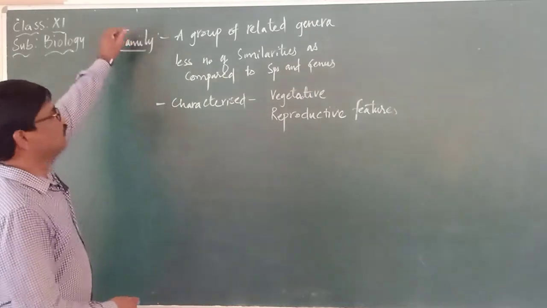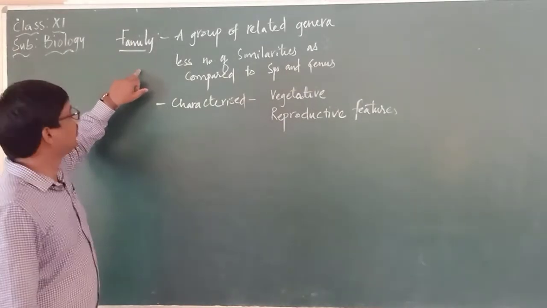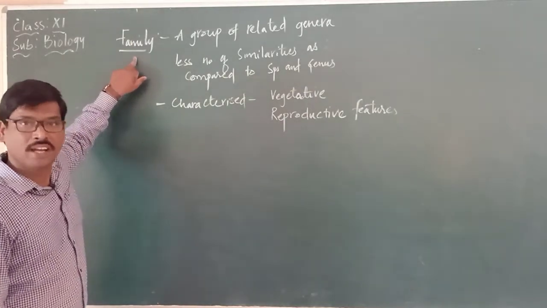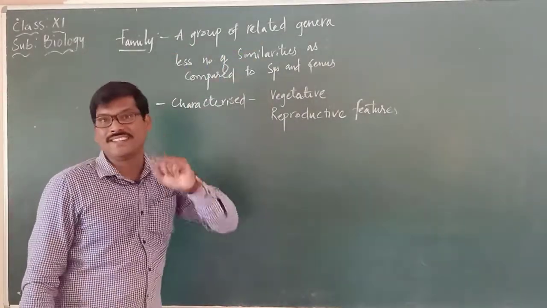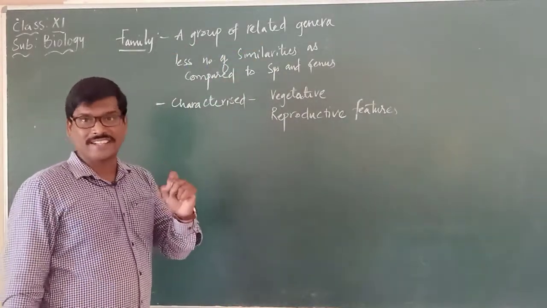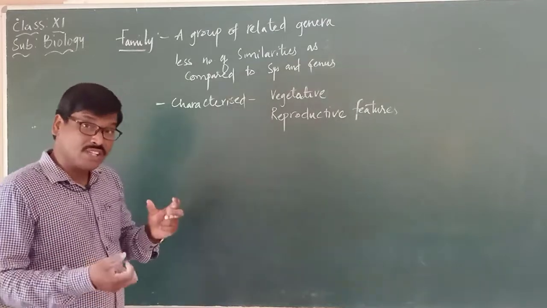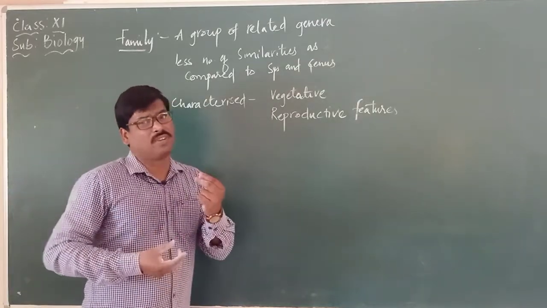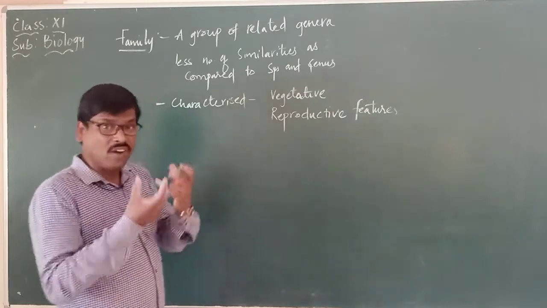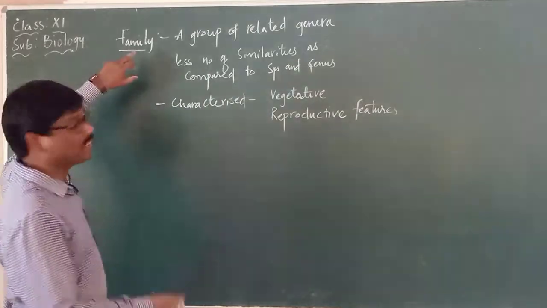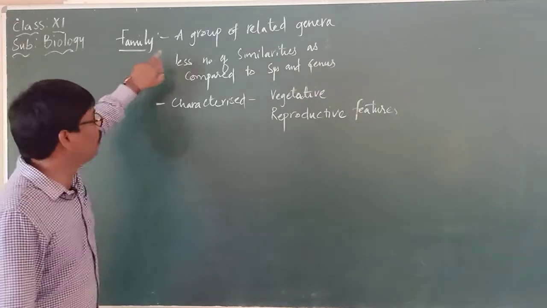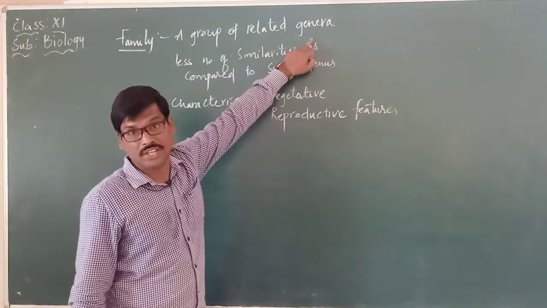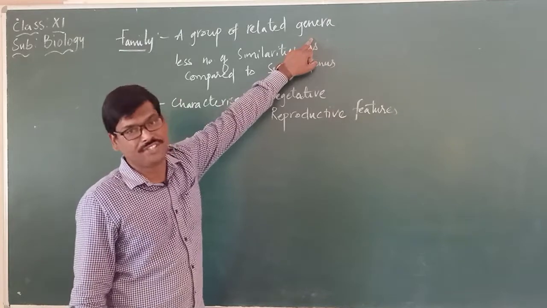Now, the next category is called what? The family. So what is a family? A group of related genera. Those genera which have some similarities, are related, are all kept under one group, one category, called what? Family. So what is a family now? A group of related genera.